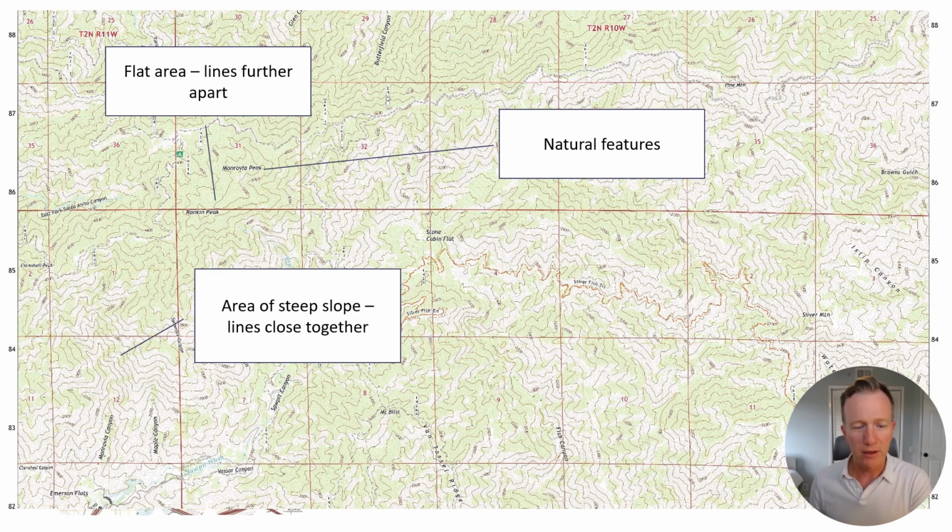So here's zoomed into the area further up into the hills and the mountains, and we can see here's a natural feature. This is Monrovia Peak, and so that's labeled. And then we have areas where the lines are very close together. Here, for example, that's going to be an area that's very steep. And then you have areas where the lines are further apart, and that's where things are going to be more flat.